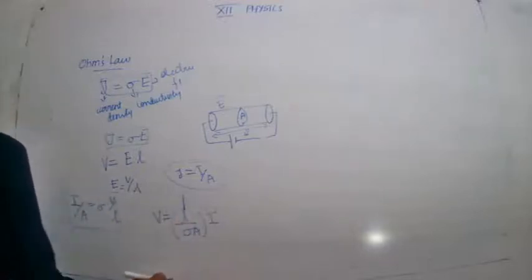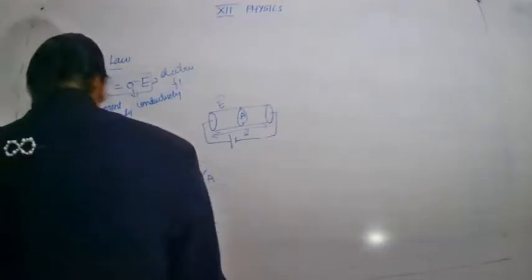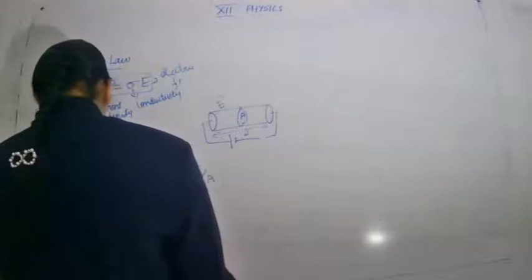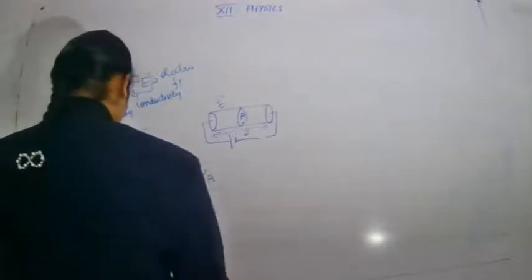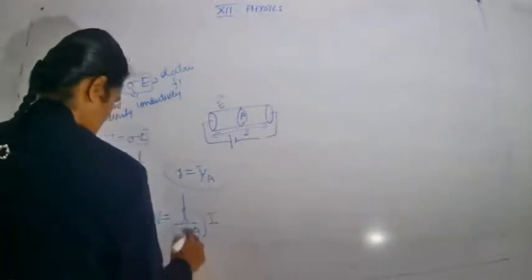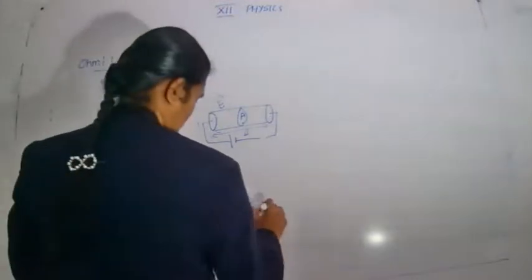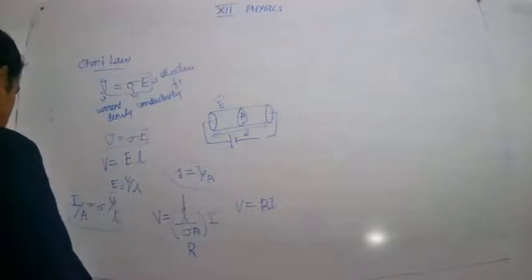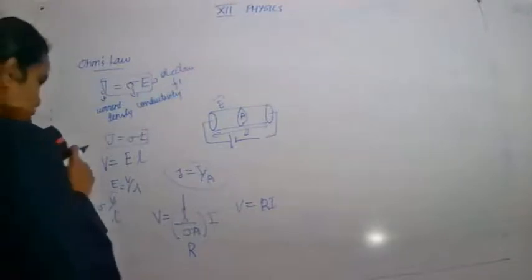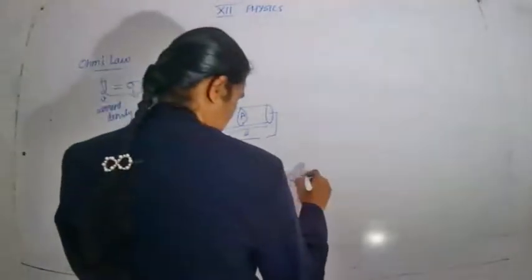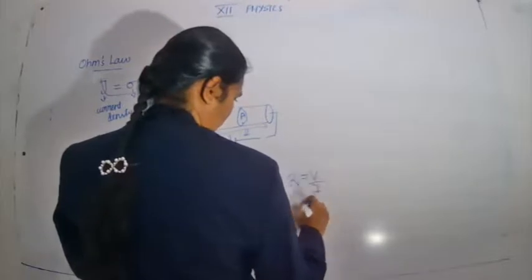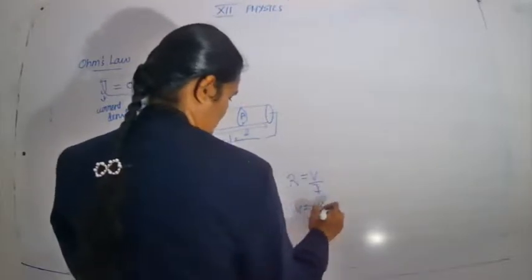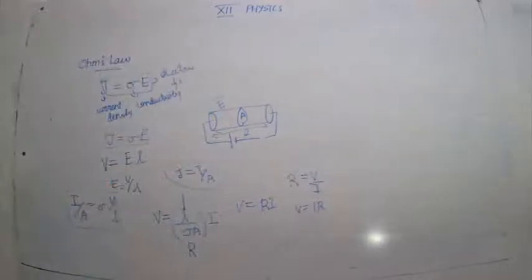Here this L by sigma A is the resistance of the conductor, R. So V equal to IR. This is the Ohm's law. So R equal to V by I and V equal to IR. Hence this Ohm's law is proved. Okay. This is the Ohm's law.